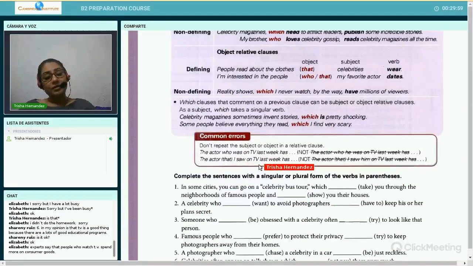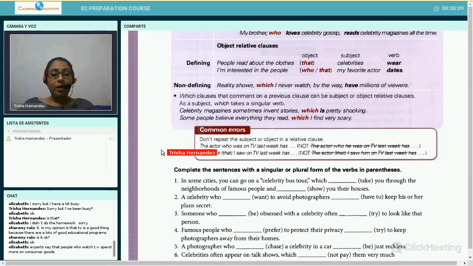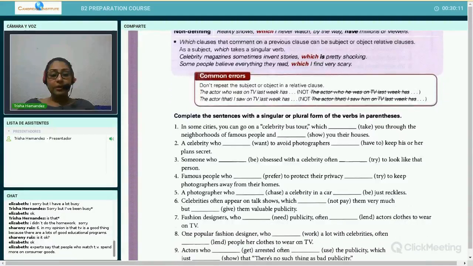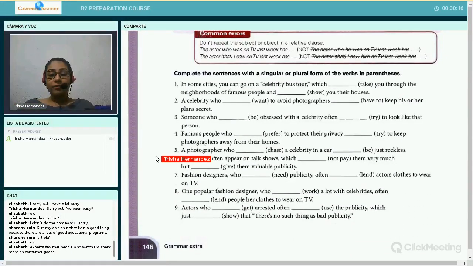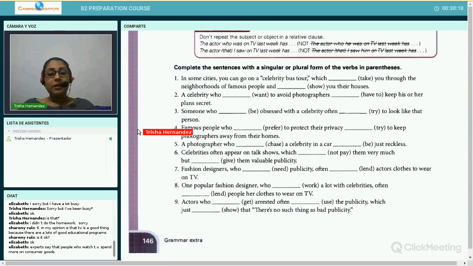And then we have: the actor that I saw on TV last week, not the actor that I saw him on TV. These are incorrect. Okay, let's go to complete the sentences with a plural form of the verbs in parentheses.